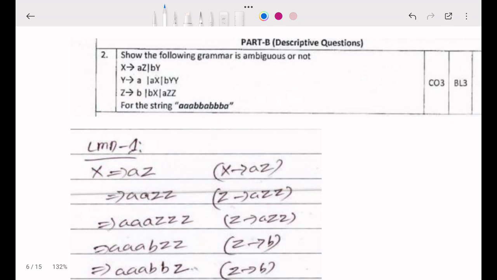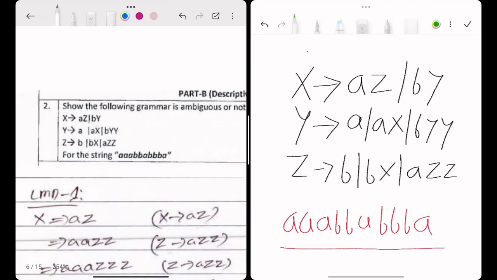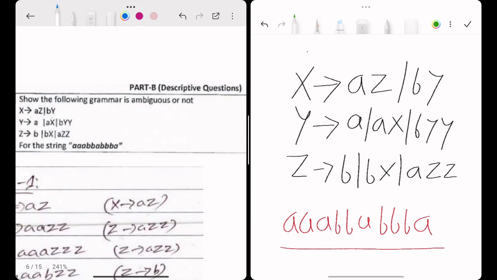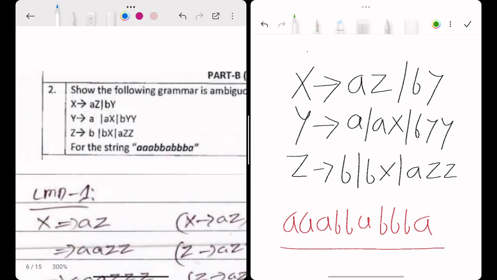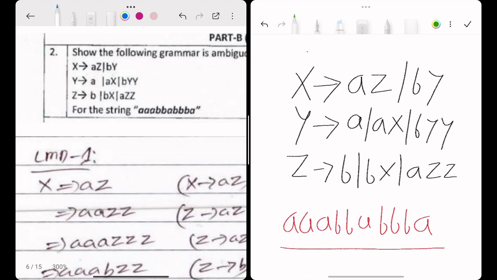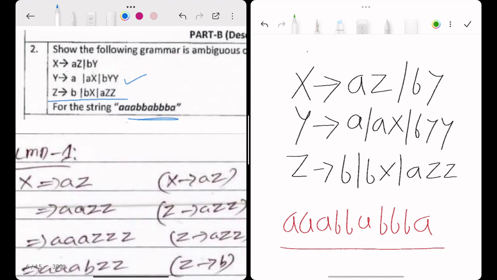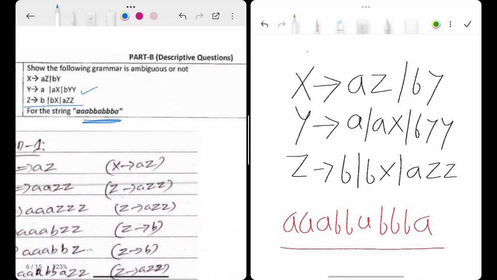Okay, so now students, this is the second question. What he is asking in section B, this is the descriptive question. He is asking, if X produces AZ or BY, and Y produces A or AX or BY, BYY, and Z produces B or BX, AZZ. Now he is asking whether this string is ambiguous or not.